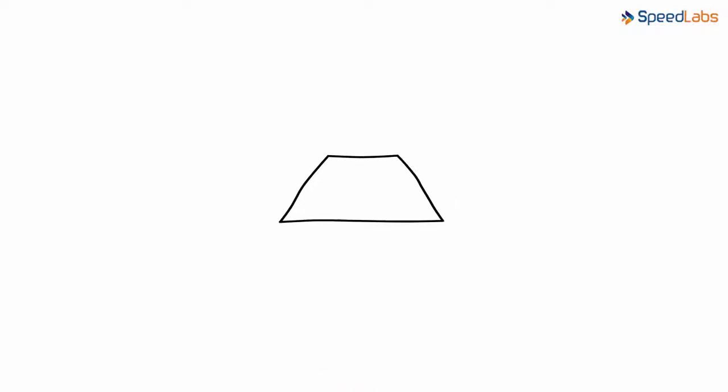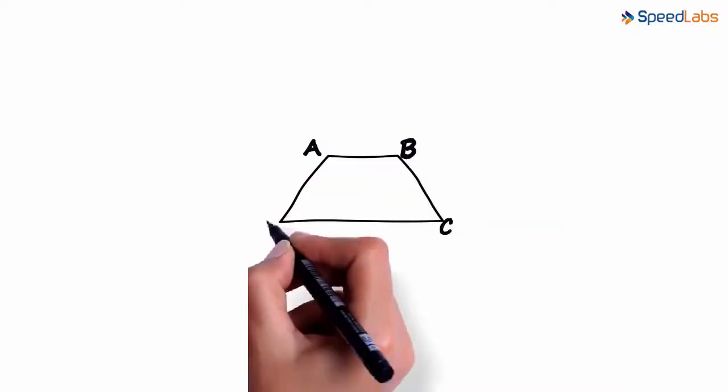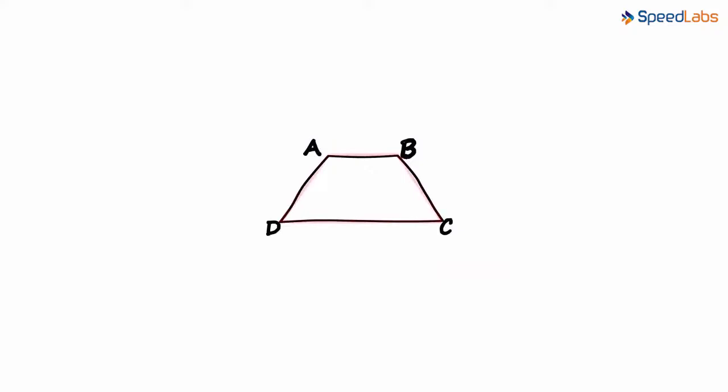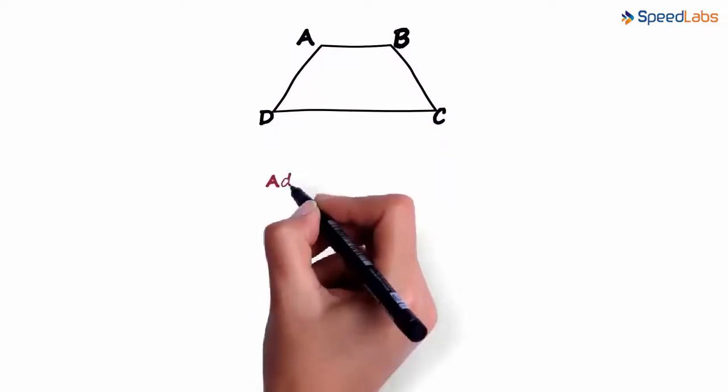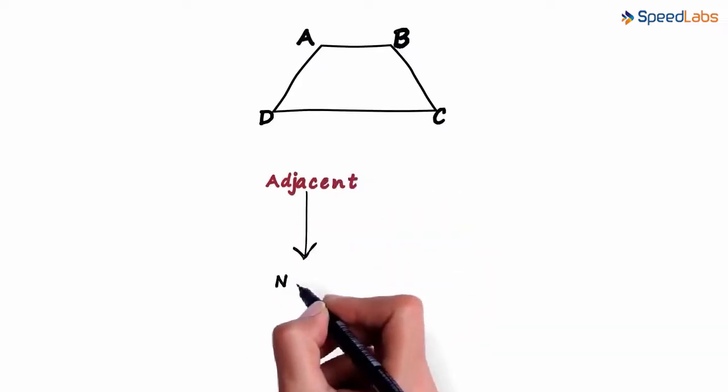Consider a quadrilateral ABCD. We know that every quadrilateral has 4 sides, 4 vertices and 4 angles. In this video, we will understand what adjacent and opposite mean when it comes to quadrilaterals. The term adjacent means next to each other.